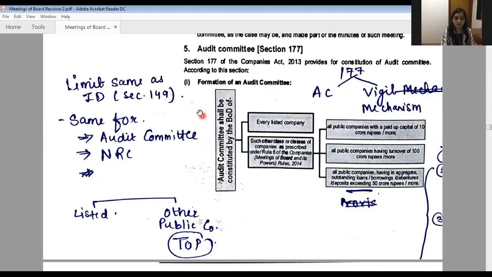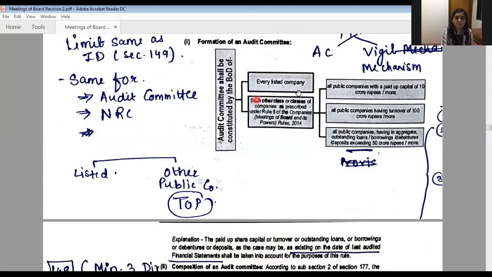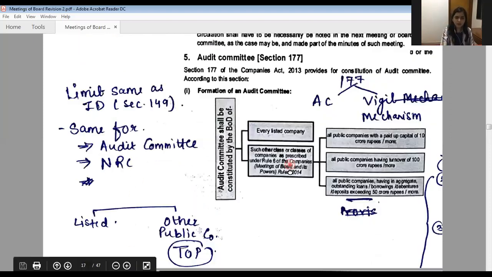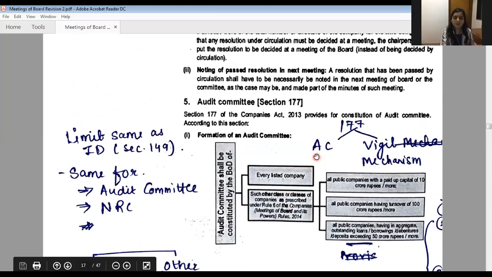We'll see the limit. First, the formation of audit committee. Who shall form the audit committee is every listed company and other public company fulfilling the TOP criteria. Remember the TOP criteria from our first lecture. T for turnover, 100 crores or more. O for other outstanding loans, borrowings, debentures, deposits exceeding 50 crores, and P for paid up share capital of 10 crores or more. Now, in this section 177, we'll see audit committee and vigil mechanism.